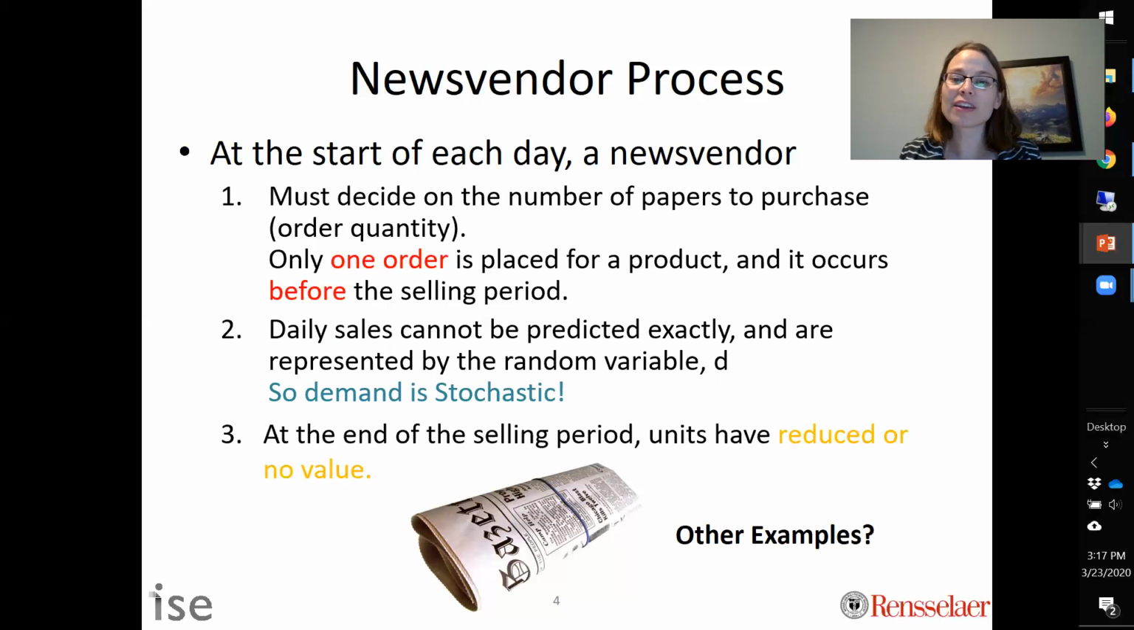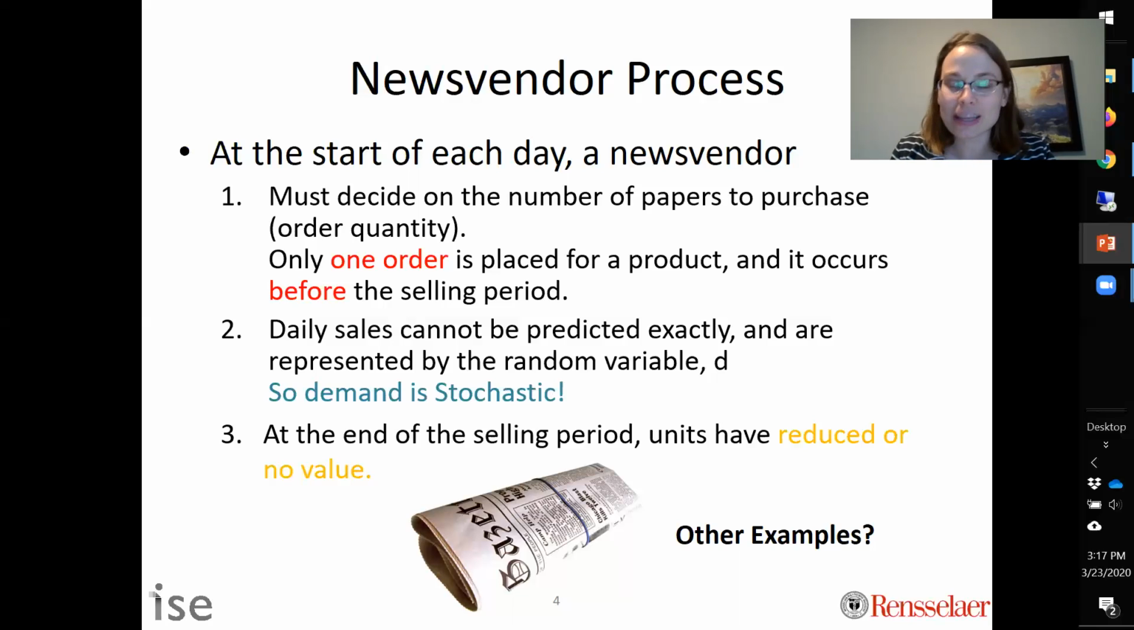So that is something you likely have seen in other examples. I'd like you to think about where you have a situation where you need to determine how many to buy before the things you want to sell happen, and at the end, there are overage and underage costs. So hopefully you've thought of a few.